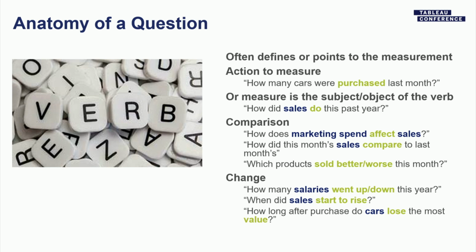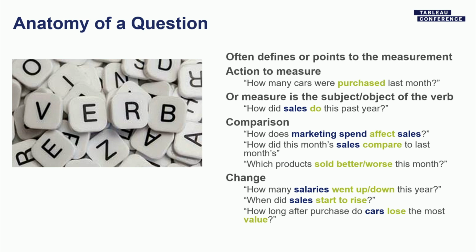Similarly, sometimes the verbs don't necessarily point you at a single measure, but can point you at either multiple measures or multiple things that you want to compare. So comparison verbs like how does marketing spend affect sales? I'm measuring marketing and sales, and I want to compare them to one another. How did this month's sales compare to last month's? I'm taking the sales and comparing these 2 months. Which products sold better or worse this month? So I'm looking for up and down trends.